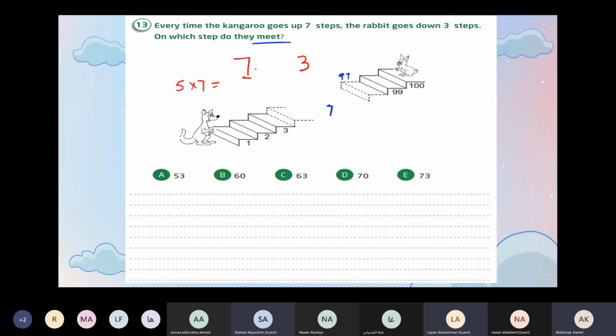5 multiplied by 7 equals 35. And the rabbit, after 5 jumps, how many steps will he jump? 3 also multiplied by 5 because they move together. 3 multiplied by 5 equals what? I think 15. 15. And because the rabbit is counting back, jumping from up to down, I will say 100 minus 15 equals what?